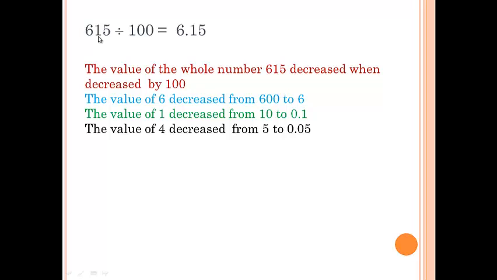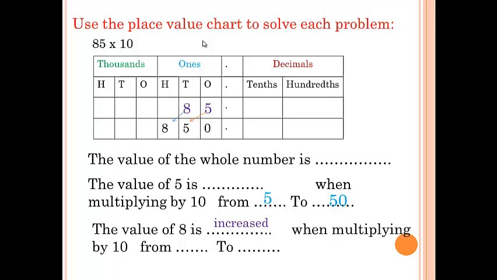The value of 1 decreased. 1 in the tens place is 10 to be 1 in the tenths, 0.1. 5 in the ones place to be 0.05. Okay, so in general, when multiplying, increased, dividing, decreased. Here 85 multiplied by 10.